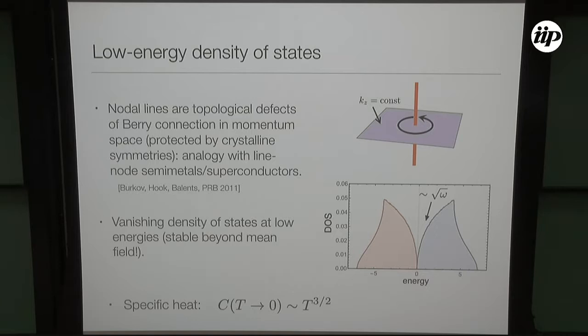Just from the exponent here, the density of states for a single fermion goes like a square root of energy. You can predict how the specific heat should scale with temperature in the low temperature limit. You get something like T to the 3/2.